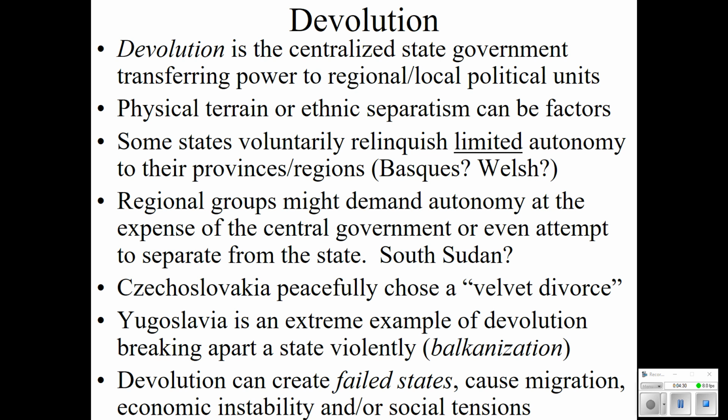So devolution does not have to result in the country breaking up. Devolution can just be, for example, Canada allowing Quebec, because they're linguistically different, to, for example, have their own sign laws.